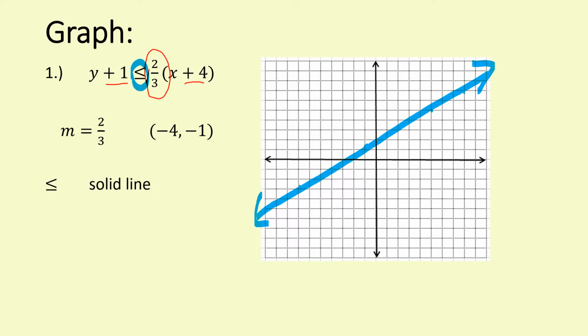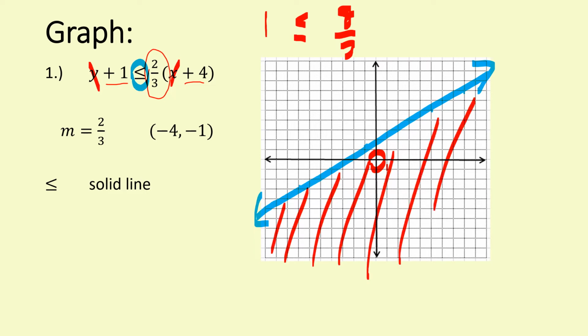Now, the other thing we want to figure out is which way to shade. One way we can do that is by plugging in a point. An easy point to plug in is 0, 0. As long as the line doesn't go through 0, 0, we can always plug in that point. So if we plugged in 0, 0, we have a 0 here, so it's just a 1 on the left side. And then we have 2/3 times 4, which is going to be 8/3. Is 1 less than 8/3? It is, so we would shade the bottom.